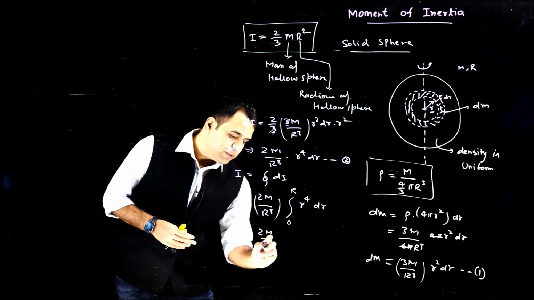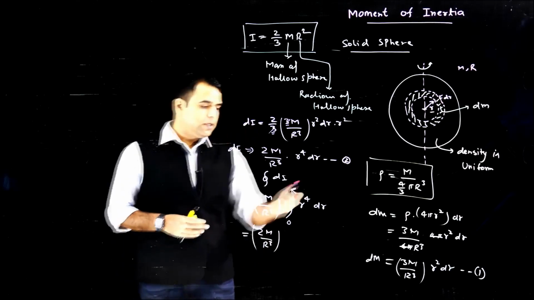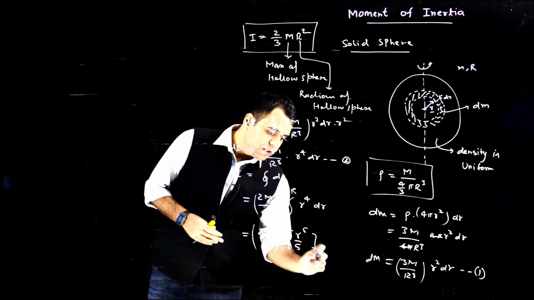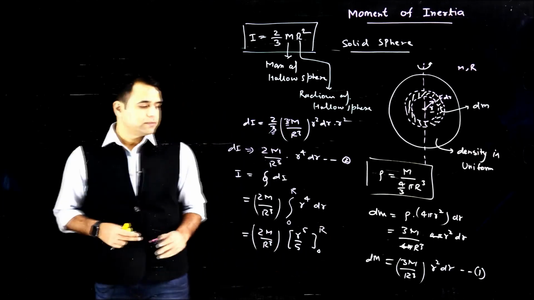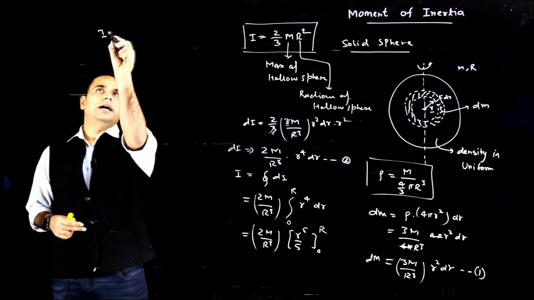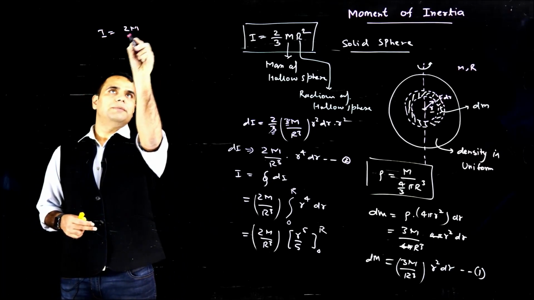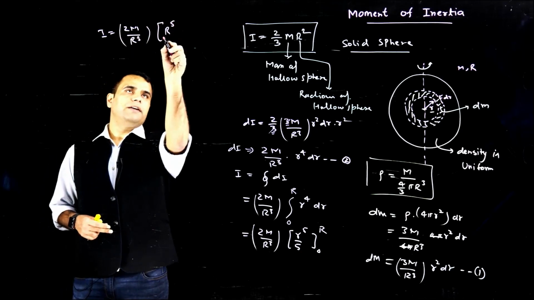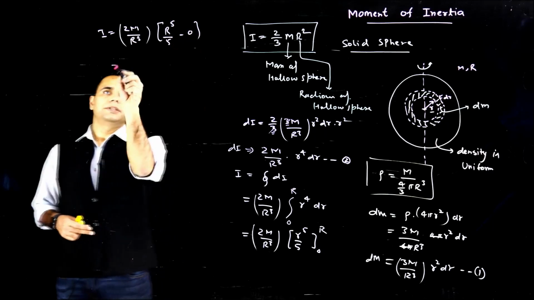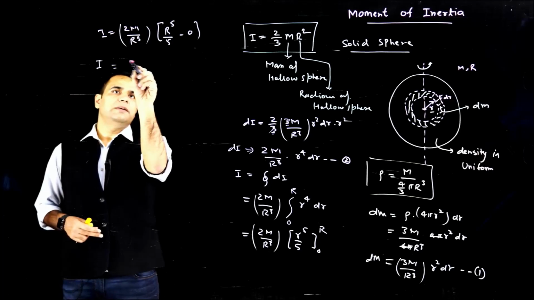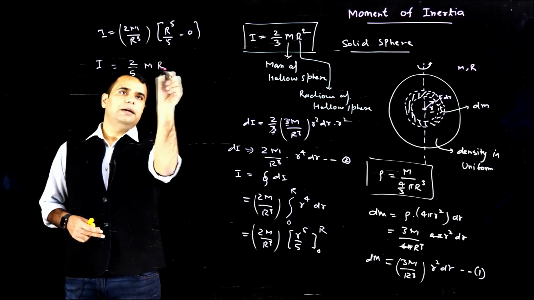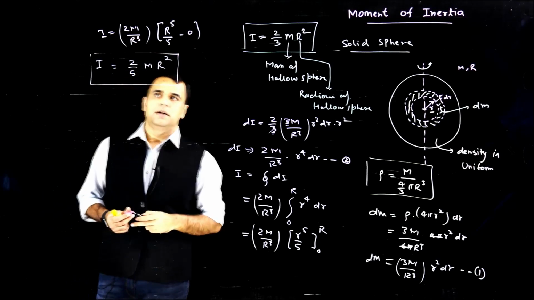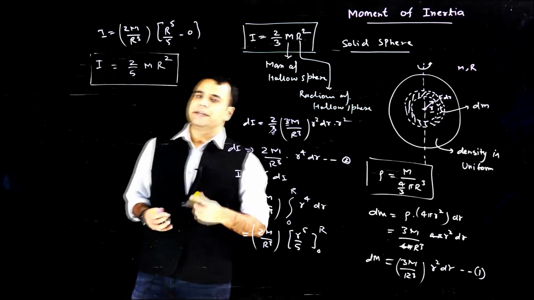So it will be 2M upon R cube. Integration of r to the power 4 will be r to the power 5 divided by 5, from 0 to capital R. Let's put the values here. So I will be equal to 2M upon R cube, R to the power 5 upon 5, minus 0. So if we put the values and open it, it will be 2 by 5 capital M R square. So that becomes the moment of inertia for a solid sphere about its diameter.